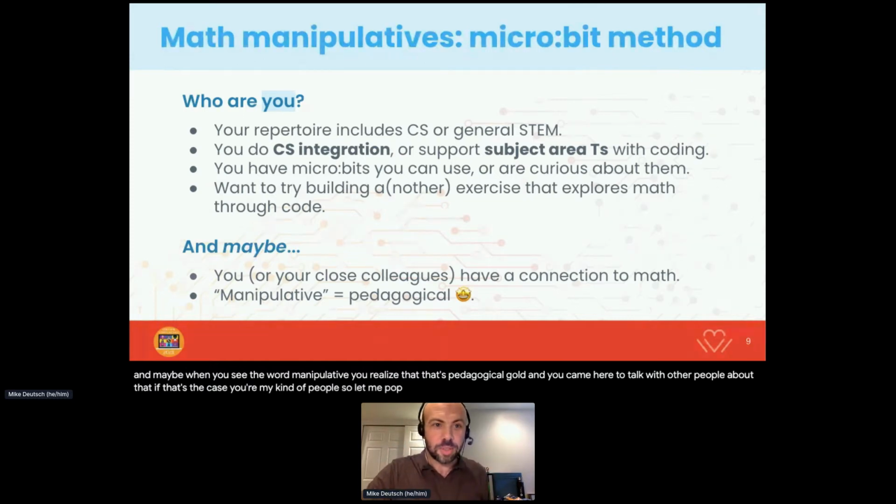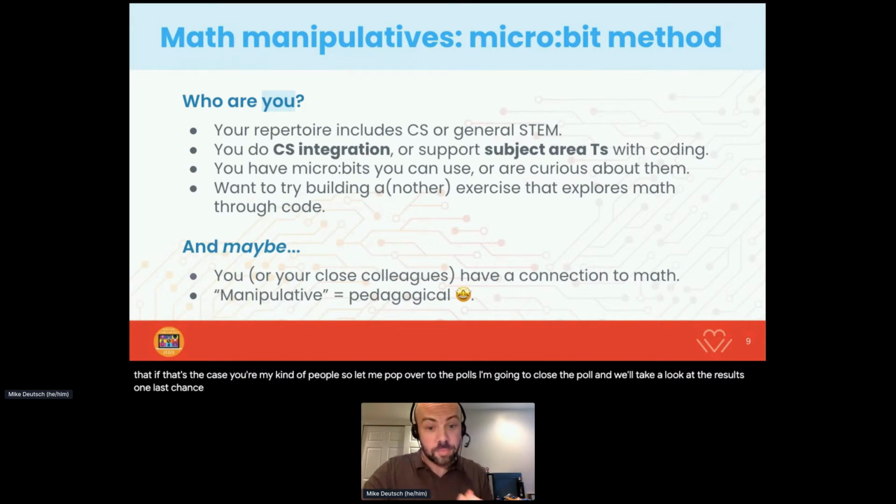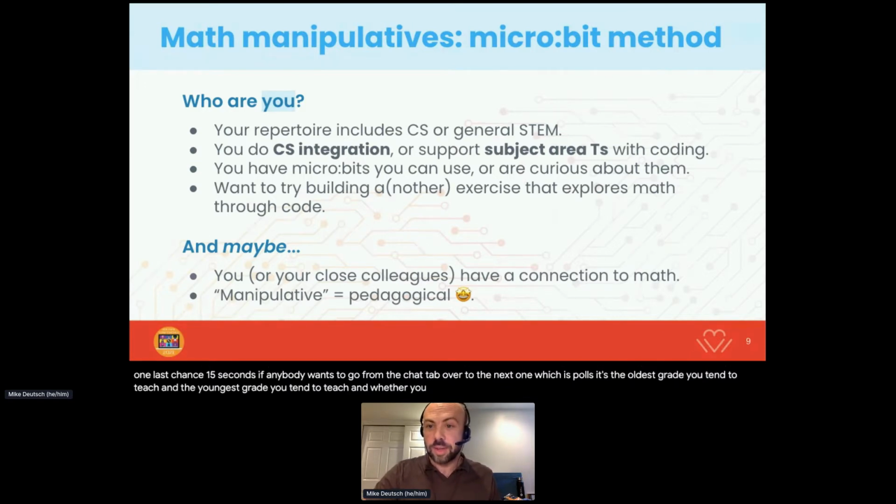So let me pop over to the polls. I'm going to close the poll, and we'll take a look at the results. One last chance, 15 seconds. If anybody wants to go from the chat tab over to the next one, which is polls, answer with the oldest grade you tend to teach and the youngest grade you tend to teach, and whether you have experience with micro:bits or math. I'll give you 5 more seconds and I'll close that poll.